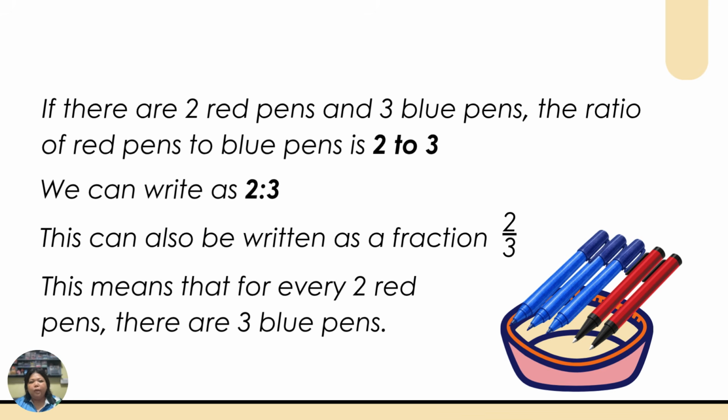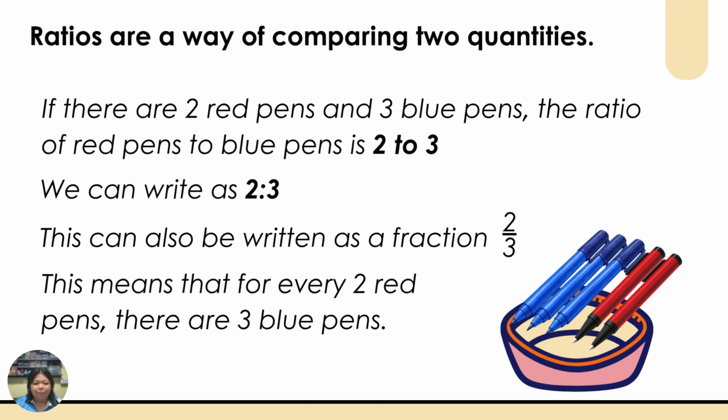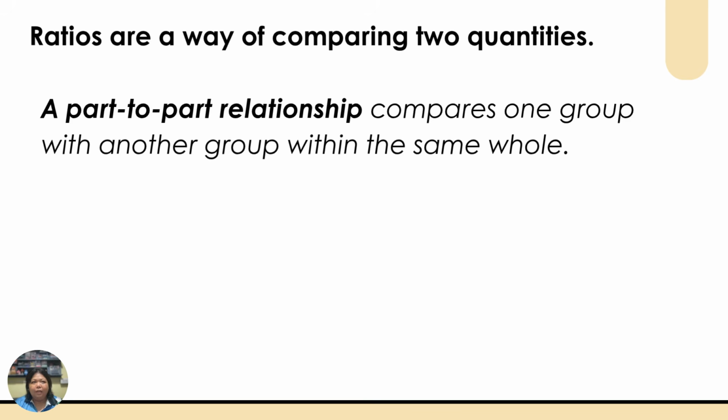So remember, when writing a ratio, the order is important. If we are comparing red pens to blue pens, we write the number of red pens first, followed by the number of blue pens. All right? So what is ratio? A ratio or ratios are a way of comparing two quantities. Today, we are focusing on the part-to-part relationship of ratio. It means that it compares one group with another group within the same whole.